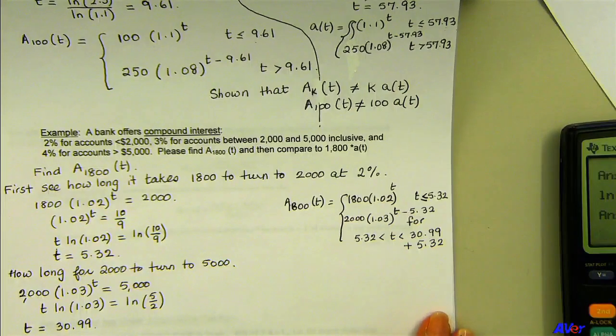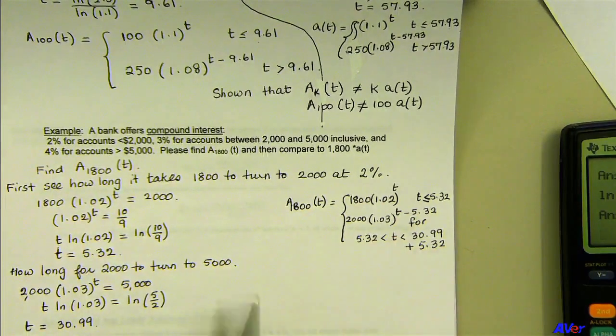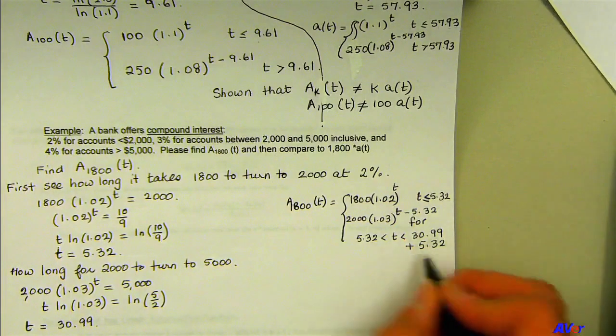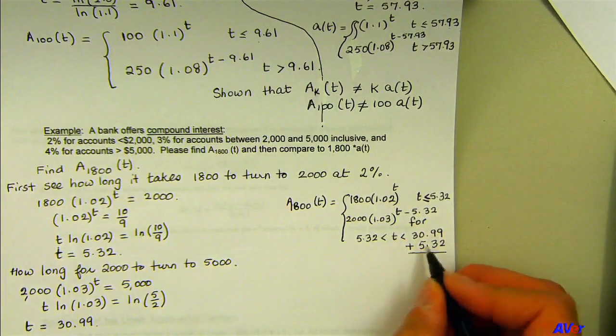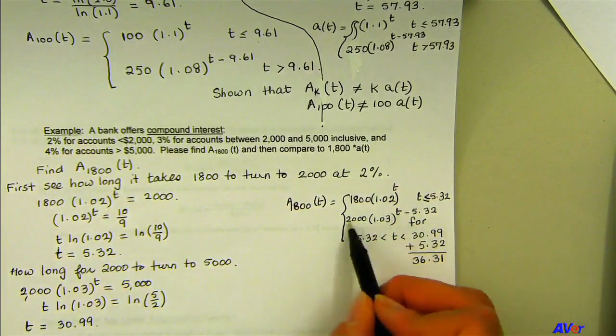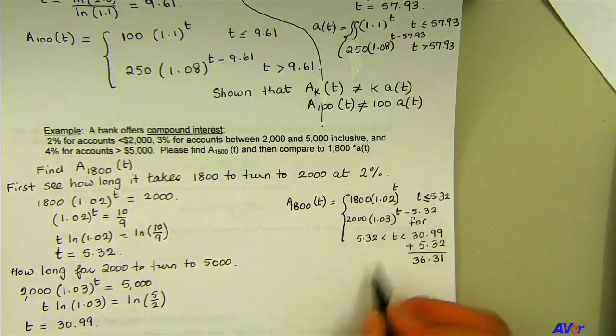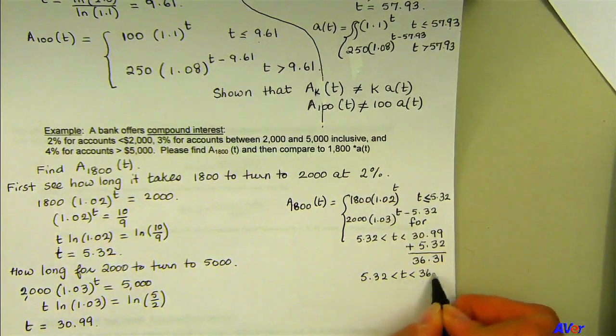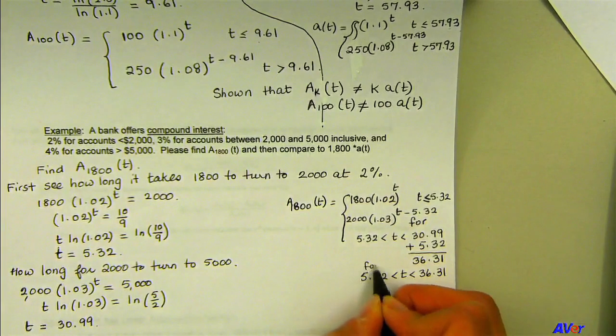My question was why we added it. We're adding it because you're saying that after the first 5.32 years, how many additional years? So it's 30.99 additional years, right? So that would be t equals 36.31. So all said and done, this is the function for 5.32 less than t less than 36.31. Get it? And I'm not even done, right?